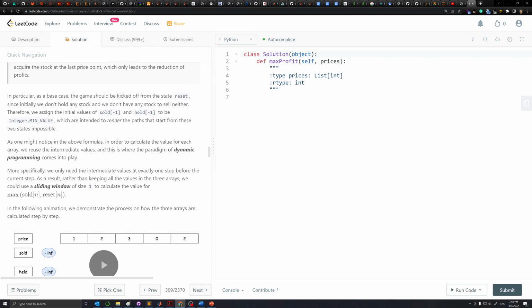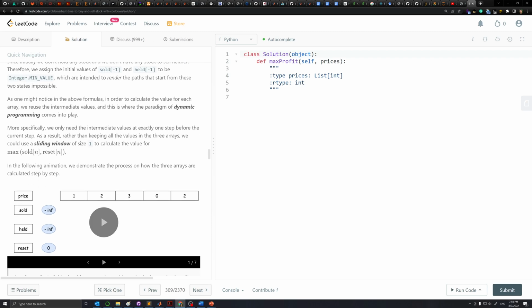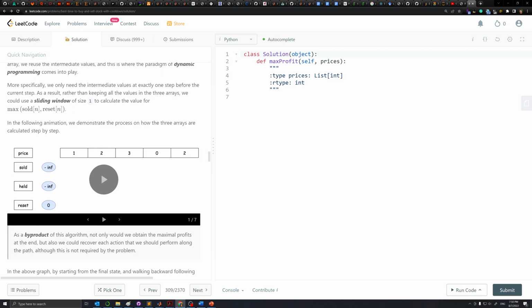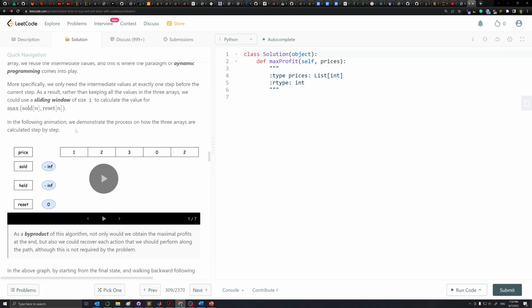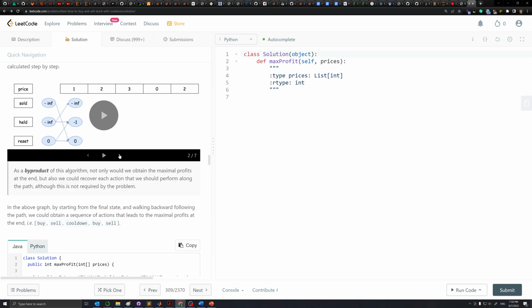As one could notice above, in order to calculate the value for each array, we reused intermediate values. This is where better dynamic programming comes into play. More specifically, we only need the intermediate values at one step before the current step. As a result, rather than keeping all the values in the three arrays, we could use a sliding window of size 1 to calculate the value of max, sold, and reset. In the following animation, we demonstrate the process of how the three arrays are calculated by each step.